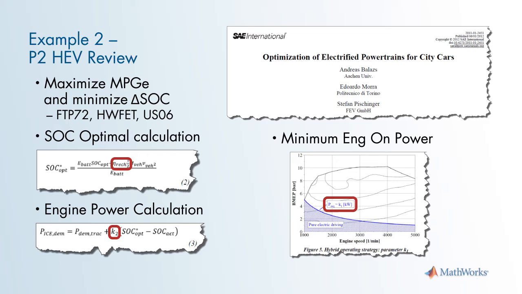For review, parameter K1 is the power threshold between EV and parallel HEV modes. Parameter K2 will help dictate the power split between the engine and the motor while in parallel hybrid mode. And adjusting the ETA term was found to help charge sustain or minimize the delta SOC over a drive cycle. This is important because this P2 example did not have plug-in capability.